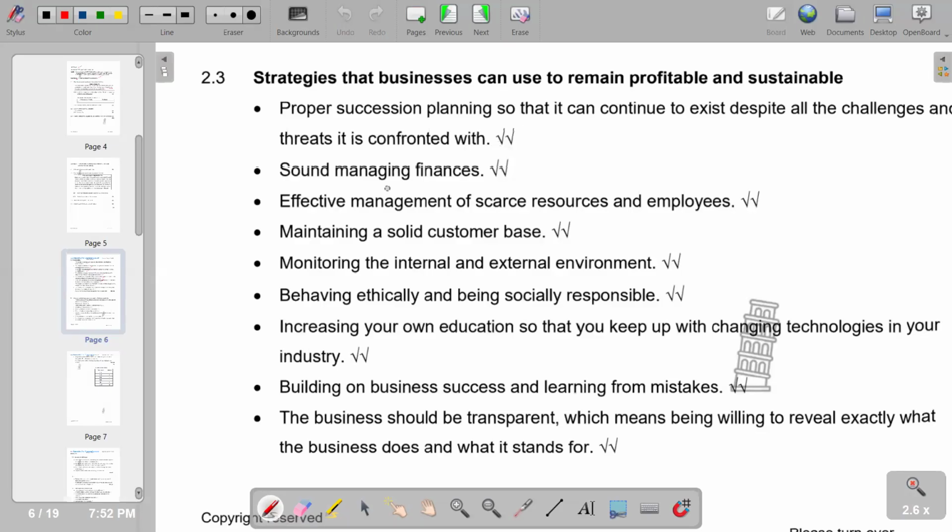Among the strategies, we've got sound managing of finances, we've got effective management of scarce resources and employees, maintaining a solid customer base, and all other strategies that are also correct that we can also include. So basically, that's what we have on 2.3.